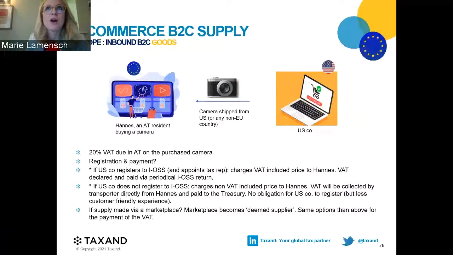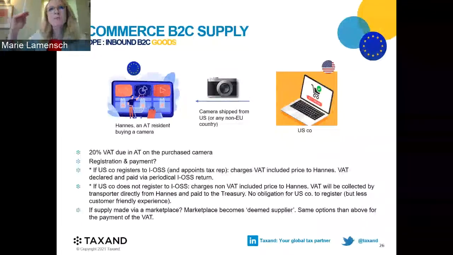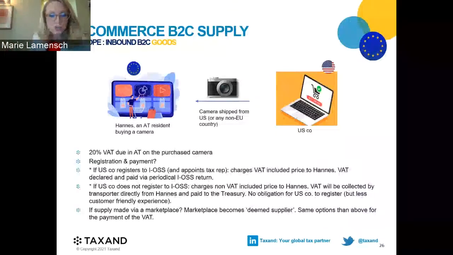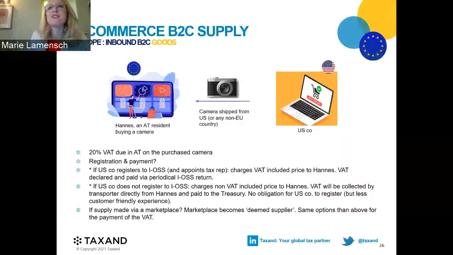Here also, if the sale is not a direct sale from USCO to Hannes, but if Hannes buys the camera on a marketplace like Amazon in this case, then Amazon becomes a deemed supplier. So Amazon becomes the supplier for VAT purposes, and Amazon has the same options as the supplier. So it may register to the IOSS, or it may decide not to register to the IOSS, but most platforms are apparently willing to register to the IOSS. But if they do not, then it will be the transporter taking care of the collection.